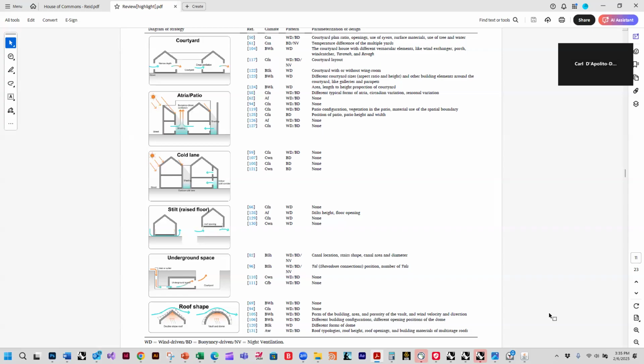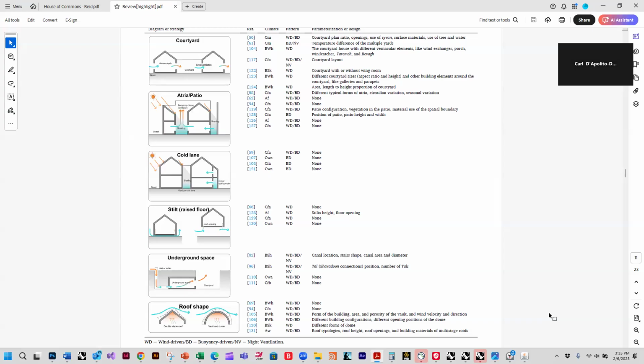And the hot courtyard and the cold courtyard end up creating a suction effect where the air moves through from the cold to the hot because of that. Okay.